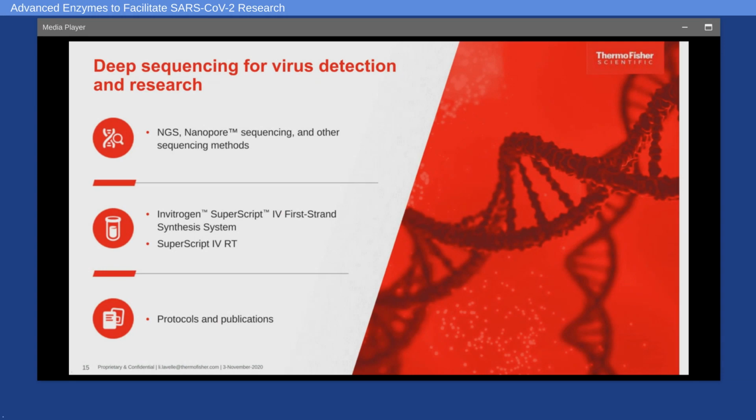Now let's take a look at the deep sequencing for virus detection research. We switch gears to take a look at the NGS method and nanopore sequencing and other sequencing methods. So SuperScript for reverse transcription is typically used for this type of application. We are going to look at a number of applications.